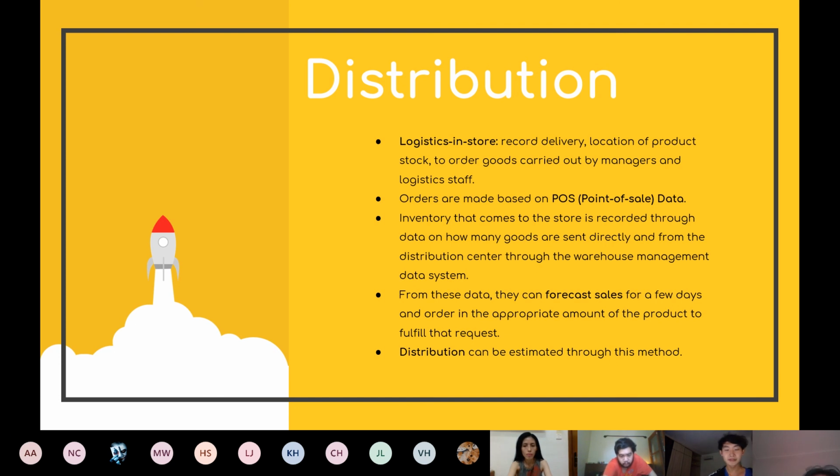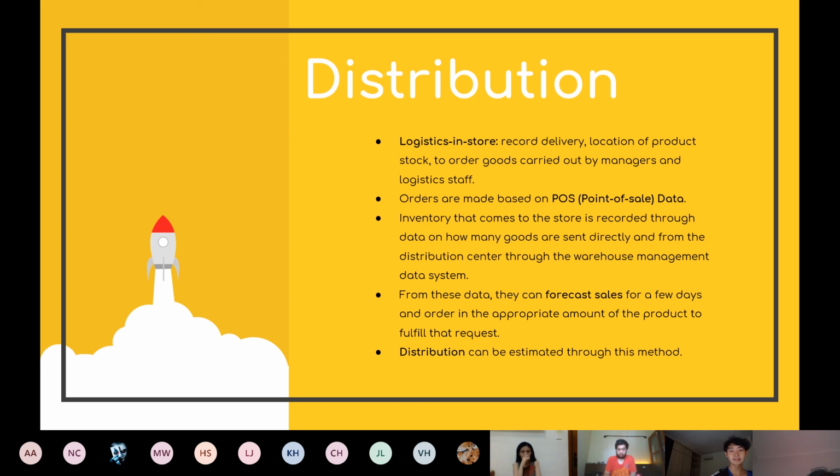So in terms of distribution, IKEA has their logistics in store, which means that there are people who offer a service to record delivery, location of the product, and to order goods, carried out by managers and the staff. So if there's a problem with the products, you can go to the logistics staff and sort out your problems there, which improves the customer experience and customer after sales service. So that's a unique selling point to draw customers to shop at IKEA instead of other firms.